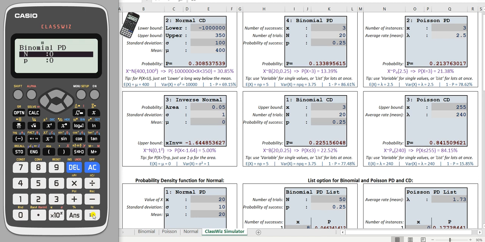So if I'm thinking of a coin toss that happens 5 times, I'll put n equal to 5, the number of trials. If it's a fair coin toss, I'll set p equal to 0.5, and I'll press equals one more time. And now what you're looking at is basically what Binomial PD does, but as many times as you like. You can scroll up and down this list and investigate how the probability changes.